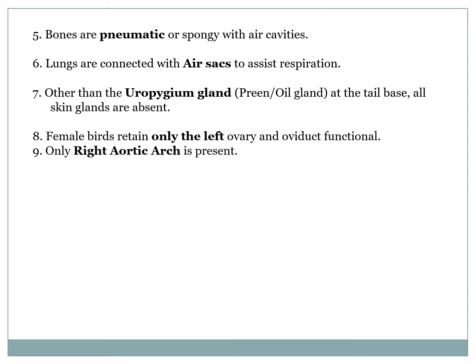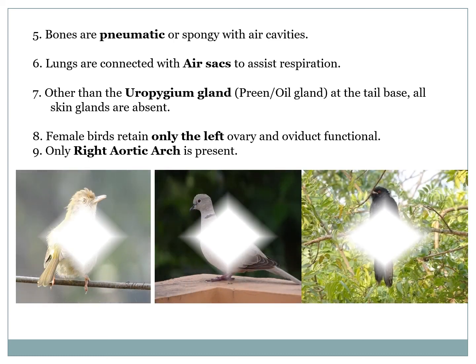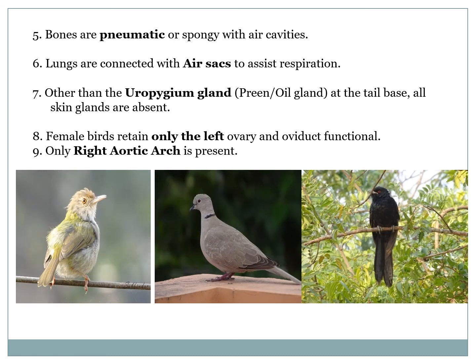They have only the right aortic arch. That means after leaving the left ventricle, the primary or the first artery, the aorta, takes a right turn to reach the other part of the circulation. Here are three examples: common tailor bird, the collared dove, and the Asian quail.